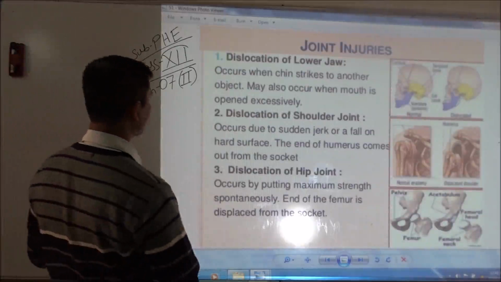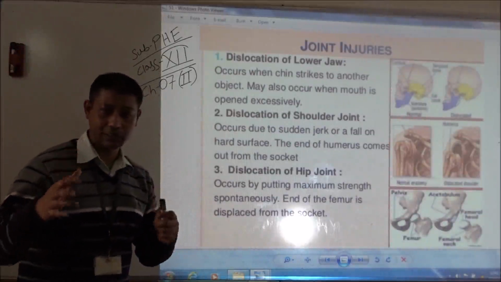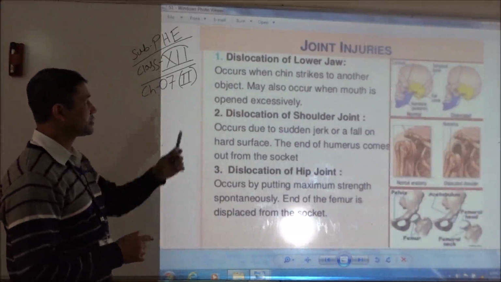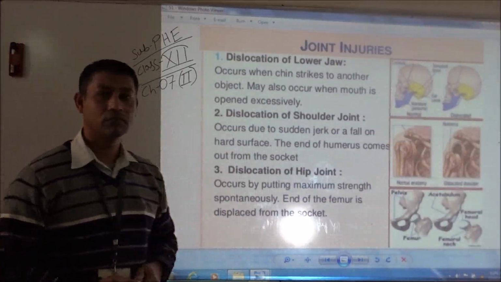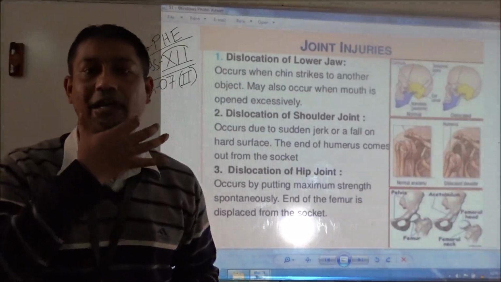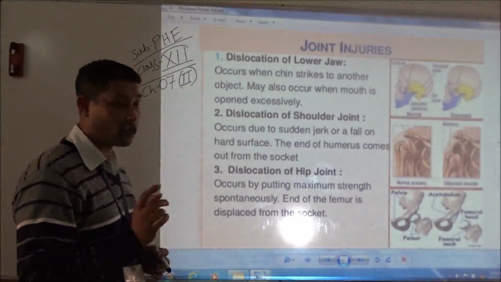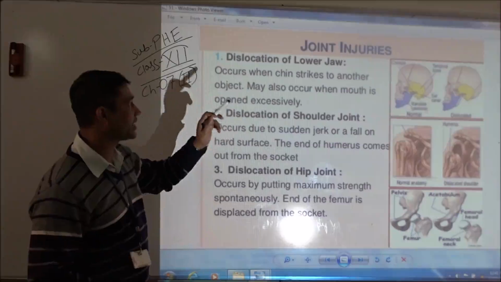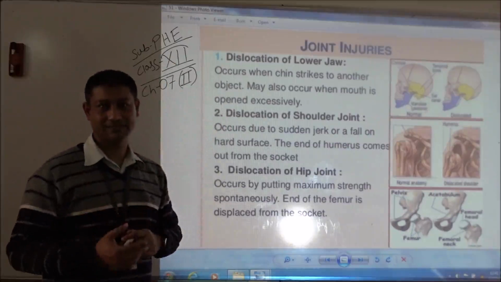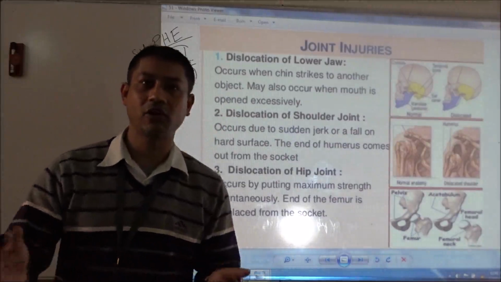So now let us discuss the three types of dislocations. The first one is dislocation of lower jaw. We have upper jaw and lower jaw. So dislocation of lower jaw occurs when the chin strikes another object. It is very common, students.